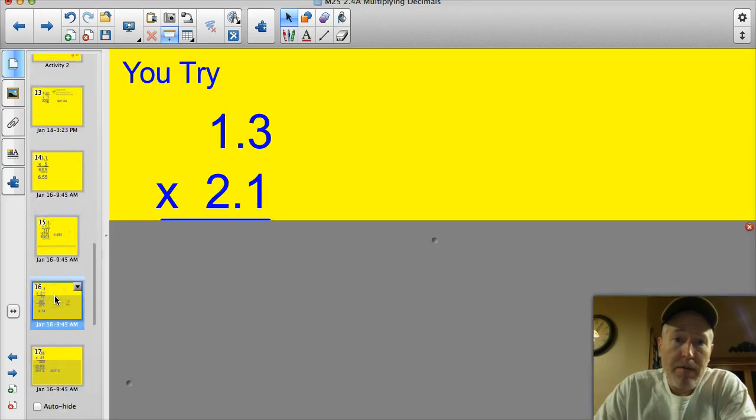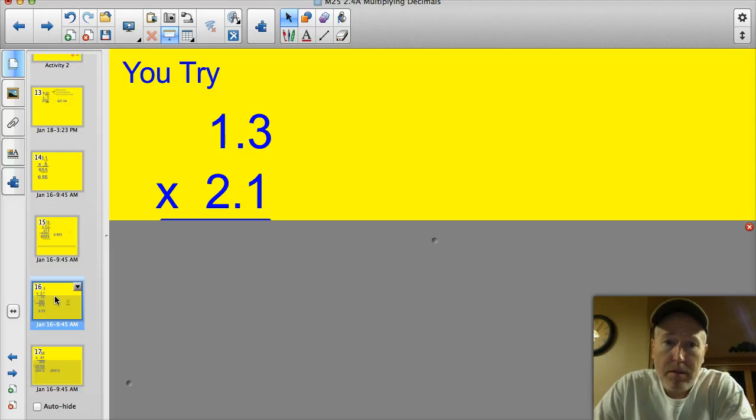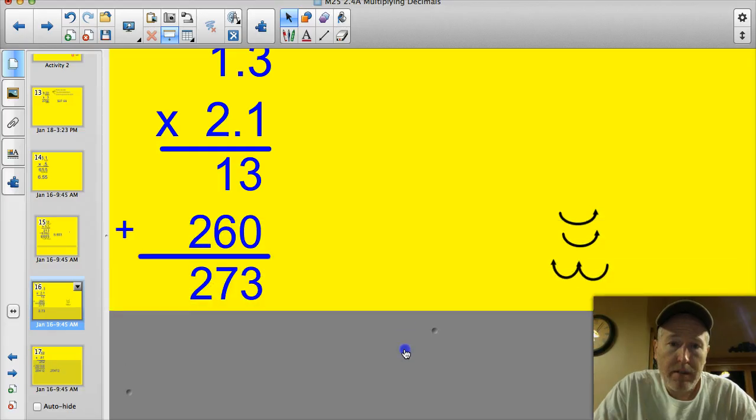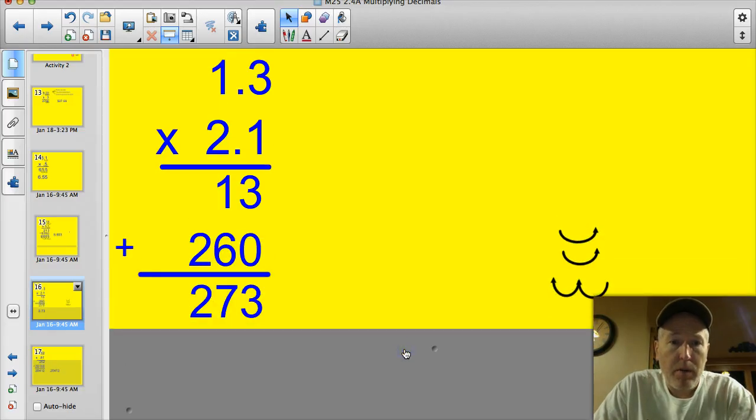Okay, time for you to try some. I've got 3 problems, small, medium, and large. Here's the small one. Go ahead and give it a shot. Okay, let's see how you did. If you multiply correctly, your answers will look something like this. And then we have to deal with the decimals.